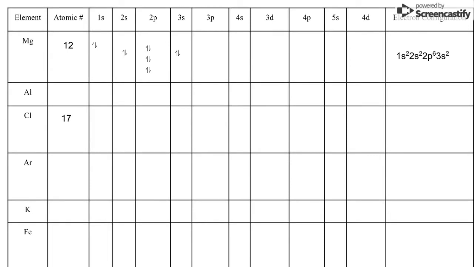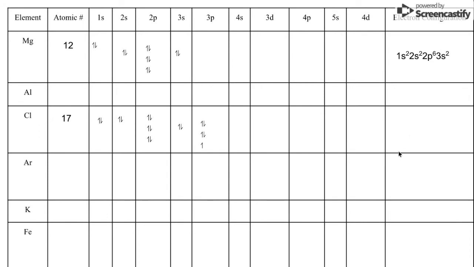Chlorine has 17 protons. Its atomic number is 17. That means it has 17 electrons. The first 2 would go into 1s, the next 2 into 2s, the next 6 would go into 2p, the next 2 into 3s. That gets us to 12 electrons, so there's 5 left. Those 5 would go into 3p.